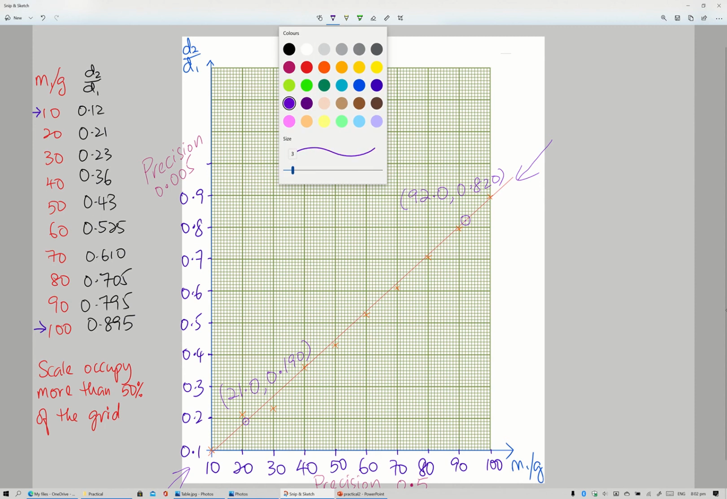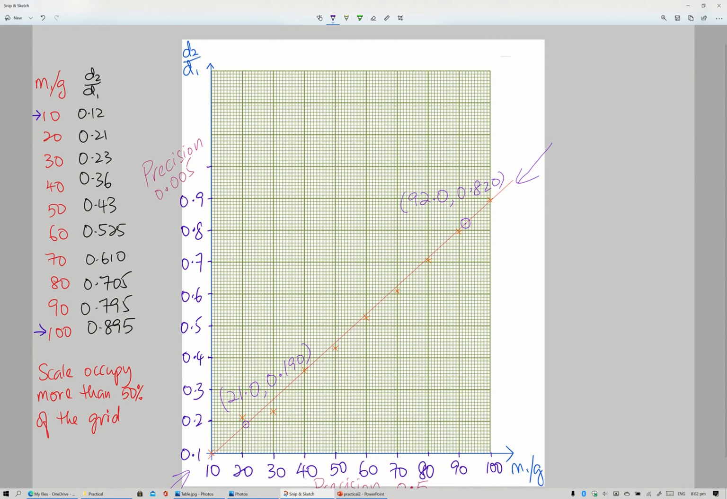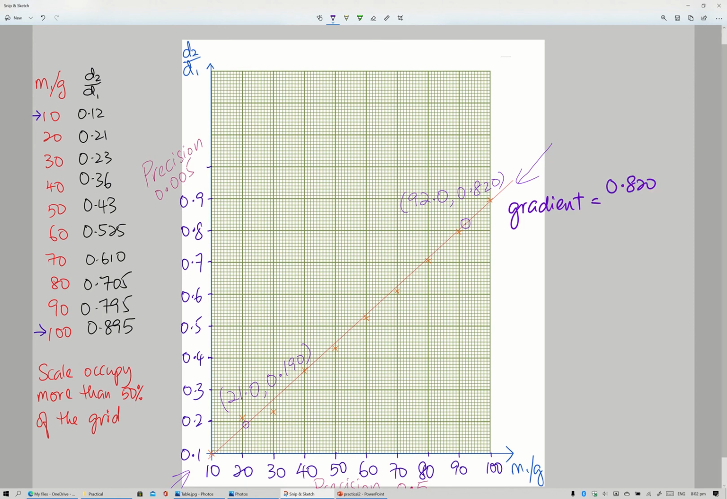How about the gradient? Gradient equals y2 minus y1 over x2 minus x1. So I take 0.820 minus, not enough space, 0.820 minus 0.190 over 92.0 minus 21.0.